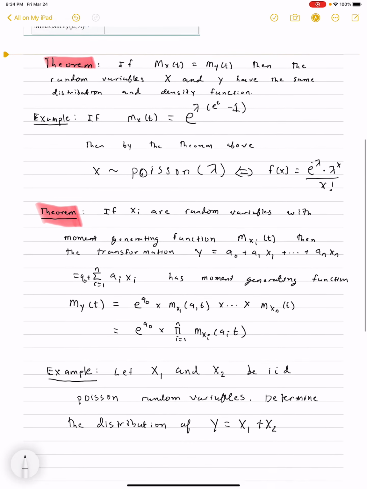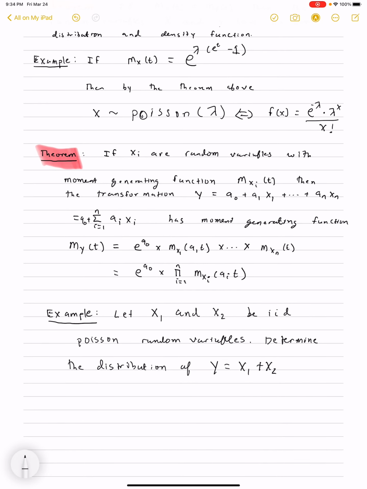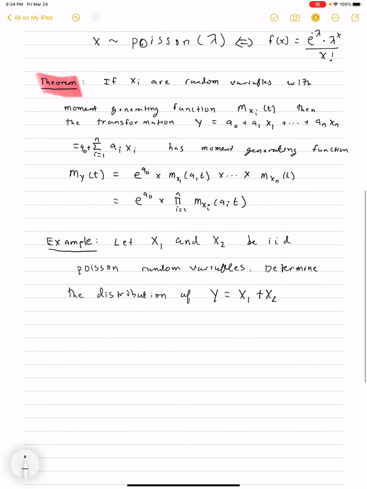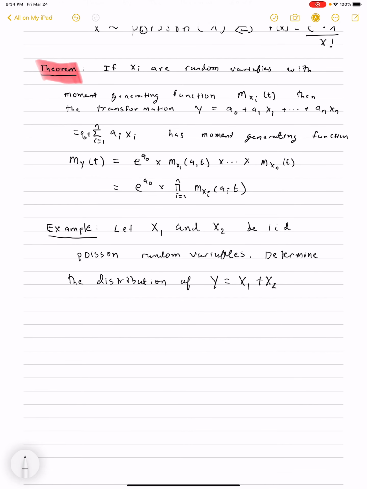Now we're going to illustrate the second theorem, which you've seen before. It says if Xi are random variables, and they also need to be independent, with moment generating function M_Xi of t, then the transformation given there corresponds to multiplying the moment generating functions as listed below. As an example, we have X1 and X2, which are IID Poisson random variables. Our goal is to determine the distribution of Y, which is equal to X1 plus X2.